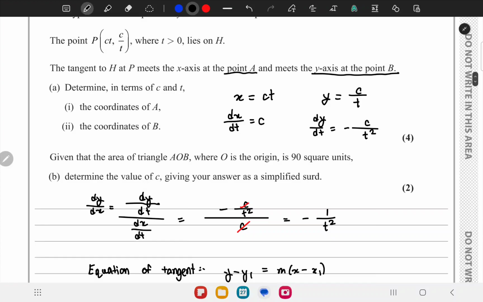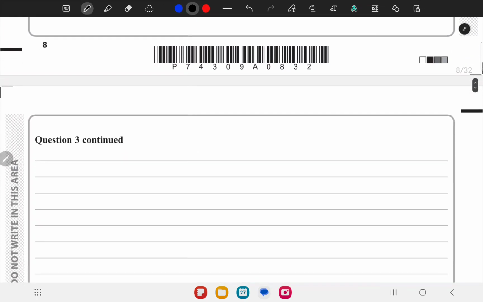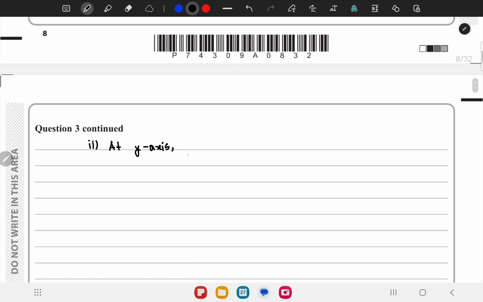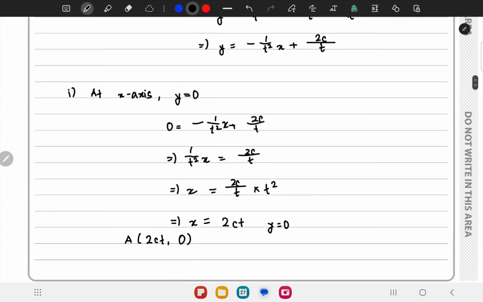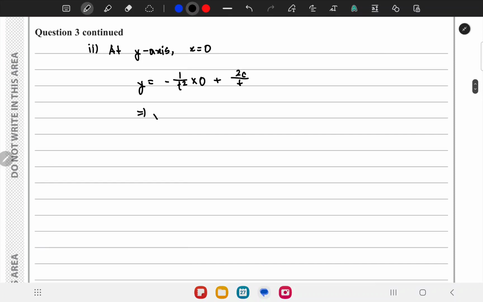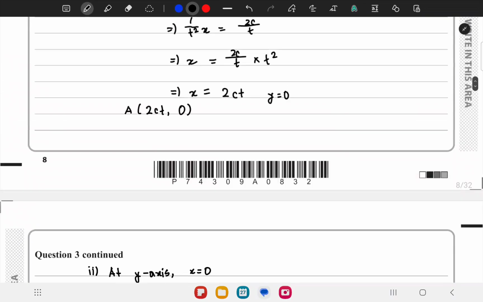Point B is the point at which the tangent cuts the y-axis. We know that at the y-axis the value of x would be 0. So y would be minus 1 by t square times 0 plus 2c by t. So the value of y would be 2c by t. So point B would be 0 comma 2c by t.